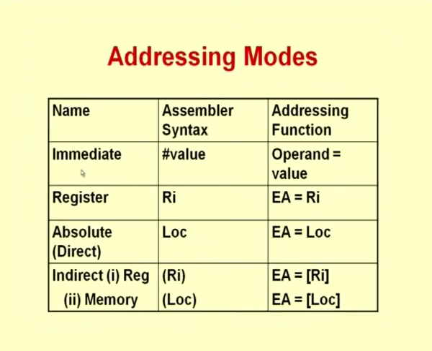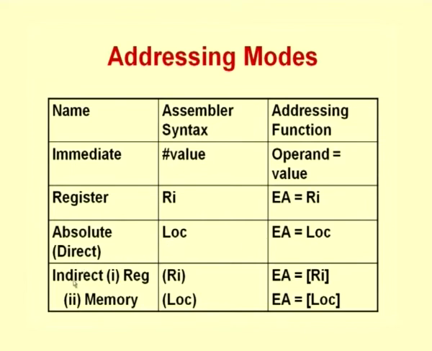We have what is called the immediate addressing mode, which is normally indicated by hash and a value. The meaning of this is that the actual value is specified as the operand. So, the operand is equal to the value which is specified in the instruction. Then we have the register addressing mode, specified as Ri. So, the effective address here is Ri, which means whichever register is specified, the contents are taken from that register. Then we talk about the absolute or direct addressing mode, either called direct addressing mode or absolute addressing mode, in which the memory location is specified. So, the effective address is the location that is specified directly in the instruction.